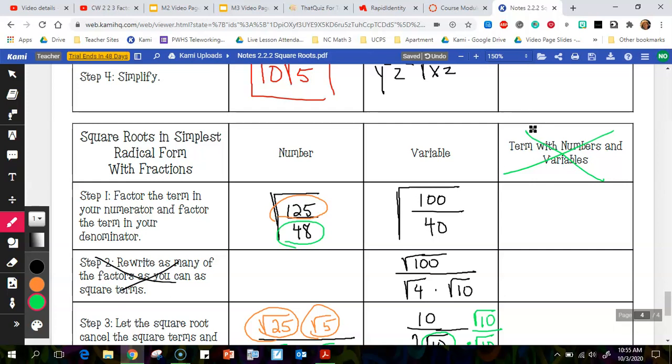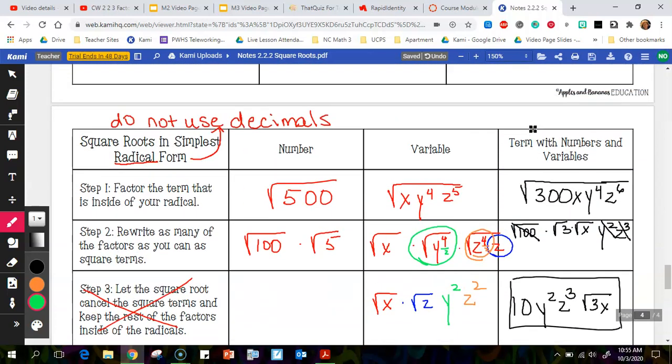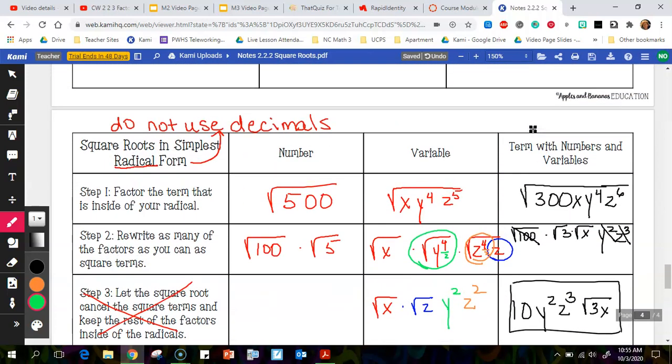The biggest thing I want you to remember is this part right here, though, like taking a 500 and simplifying that. What you're looking for, again, is the highest perfect square. So remember all your perfect squares, like 1, 4, 9, 16. So you're looking for the highest one. 25 would have divided into it, but that wouldn't have simplified it enough. So the highest one that I could think of was 100. So you rewrite it as the product of square root of 100 times square root 5.